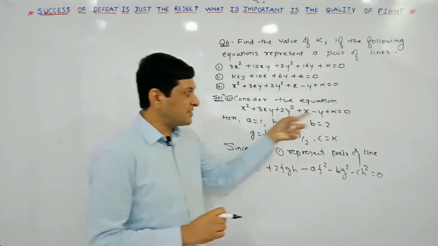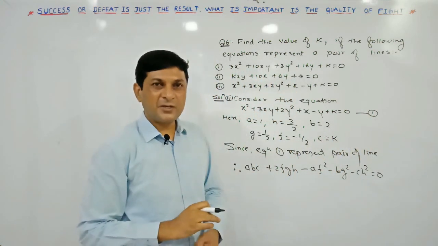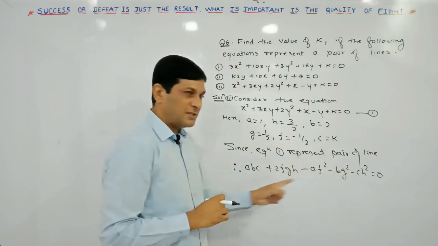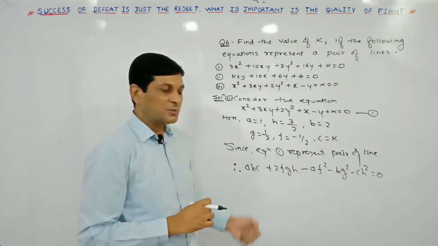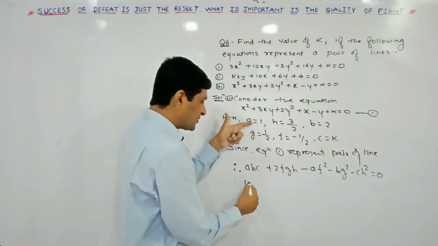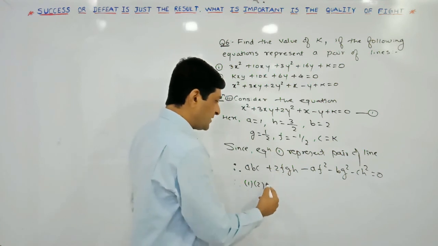Once all these values are known to us, substitute these values in this equation, because this condition is satisfied if the lines are represented by this equation. Let us denote this equation as equation first. If this equation represents a pair of straight lines, at that time this condition is satisfied. Let us substitute the values of a, b, c and f, g, h in this equation. a is equal to 1, b is equal to 2, and c is equal to k.